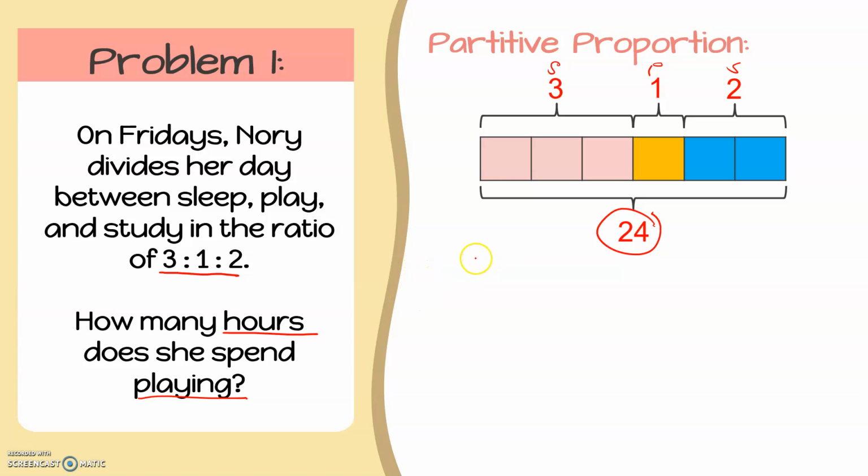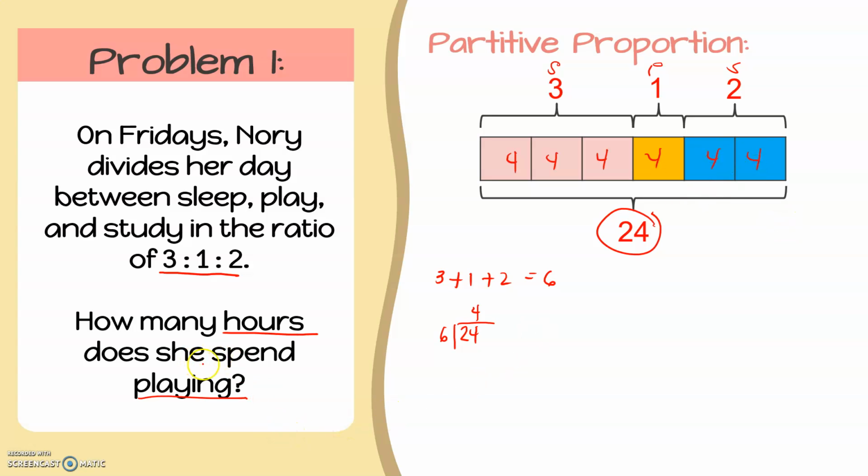For us to answer a word problem which deals with partitive proportion, the first step that we will do is to add the numbers or the terms in the ratio. So that will be 3 plus 1 plus 2. That will give us 6. Then we will divide our whole, which is 24, by 6. And 24 divided by 6 will give us 4. That means each part here is equal to 4 hours.